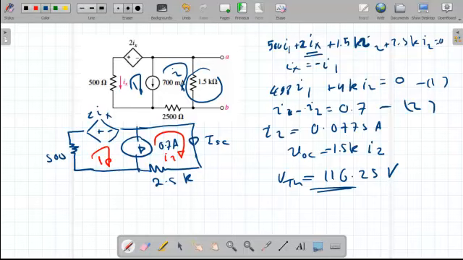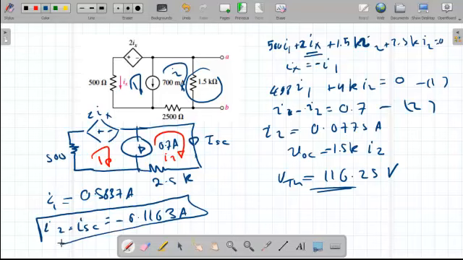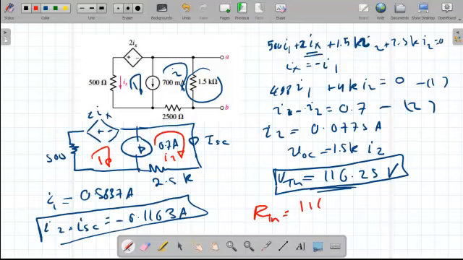Do the same analysis here, and you will have two equations. You solve I1 and I2. You will get that I1 will be equal to 0.5837 amp. I2 is your short circuit current that you want to calculate. It will equal minus 0.163 amp. So you determined I short circuit and you determined V Thevenin. So from these two you can find R Thevenin, the equivalent resistance for this circuit. R Thevenin will equal V Thevenin over I Norton, so 0.1163, so it's equal to 1 kilo ohm.